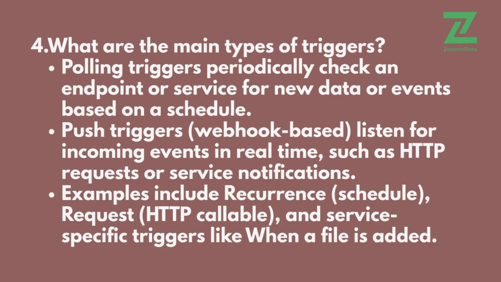What are the main types of triggers? Polling triggers periodically check an endpoint or service for new data or events based on a schedule. Push triggers, webhook-based, listen for incoming events in real time, such as HTTP requests or service notifications. Examples include recurrence, schedule, request, HTTP callable, and service-specific triggers like when a file is added.